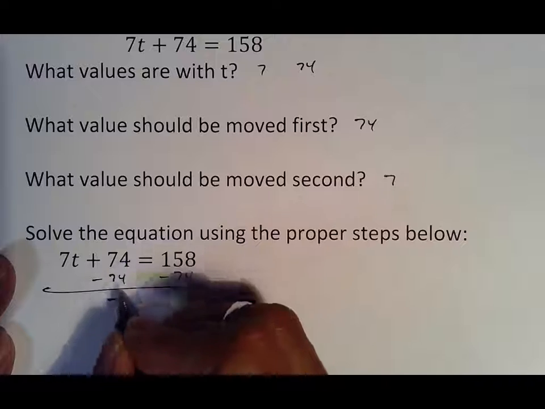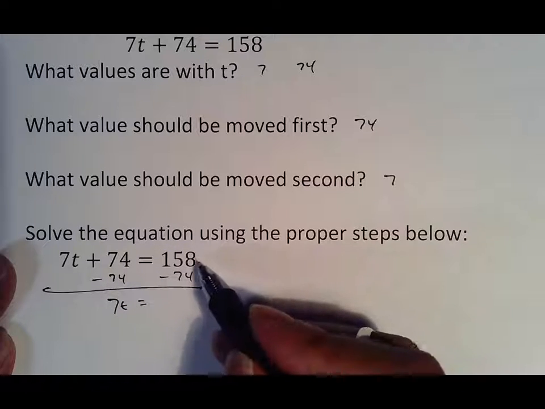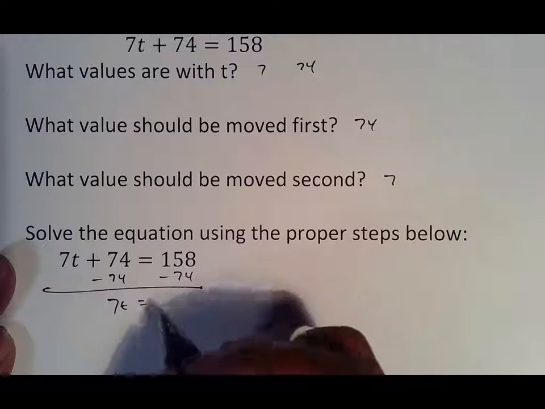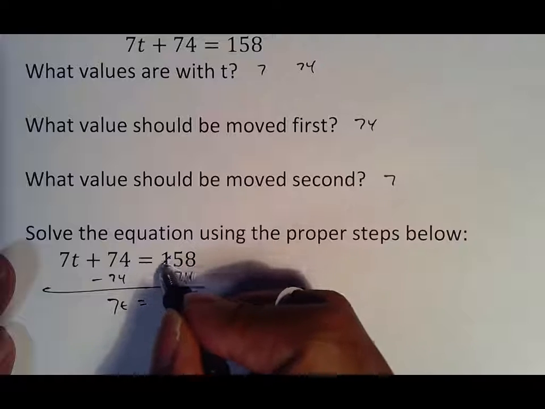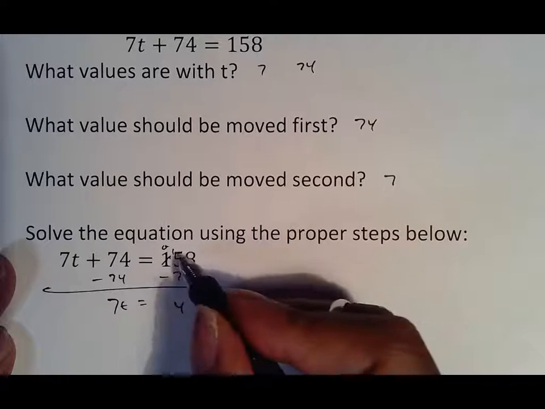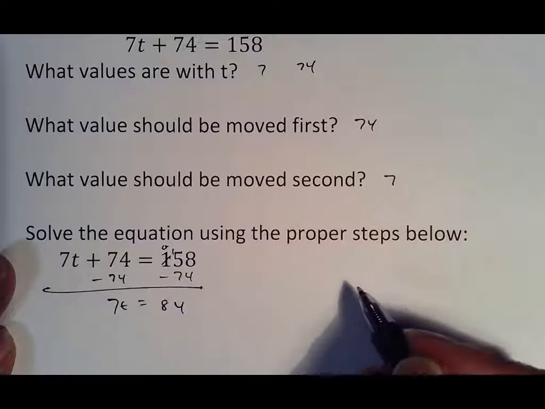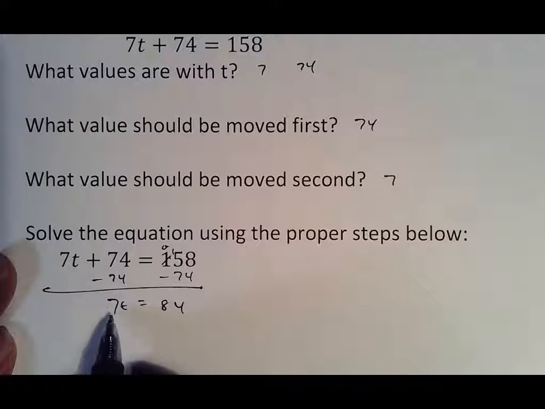7t comes down, 74 goes away. To do this subtraction, again, we start from the back. 8 minus 4 is 4. Can't do 5 minus 7, so we borrow, making this 15. 15 minus 7 is 8. So now this is 7 times t.